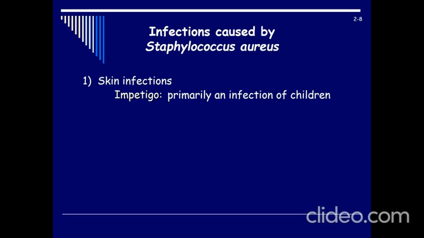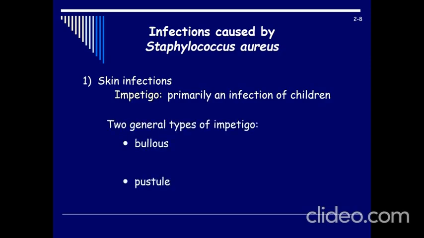around, they make it even worse if they are in daycare or if they're in school, and that runny nose is just going all over the place, and other kids. It spreads very easily among kids. Now there's two different types of impetigo: bullous and pustule.